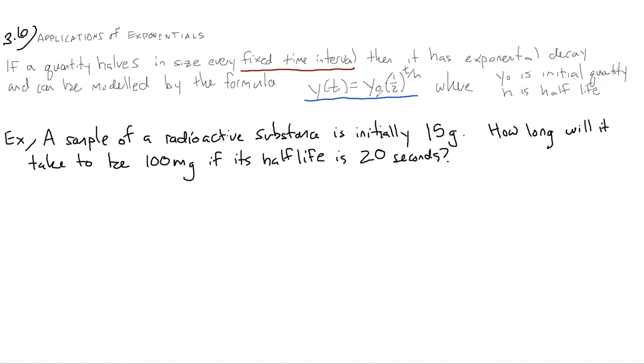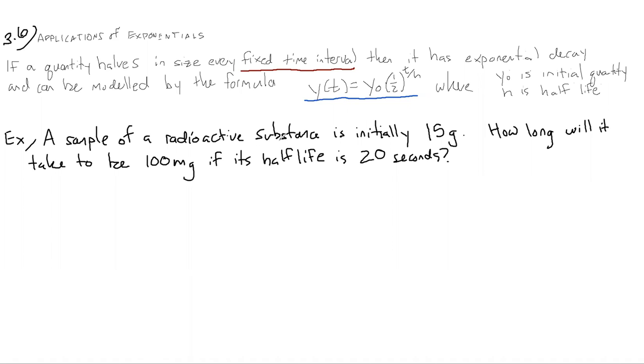It can be modeled by a very similar formula, y of t equals y naught, the initial quantity, times, instead of 2, a half to the power of t over h, which will be the number of half-lives that pass, where h is the length of the half-life. So very similar formula, same idea. You're basically multiplying the initial quantity by how many times it has to get cut in half. That's what the formula does.